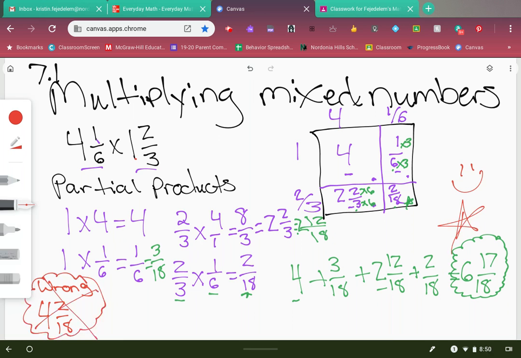So I am going to leave you to work on page 233 and 234. Make sure that you are showing your work and then checking your work with the answer key. Of course, if you have any questions or are getting stuck, send me an email and I'd be more than happy to help.